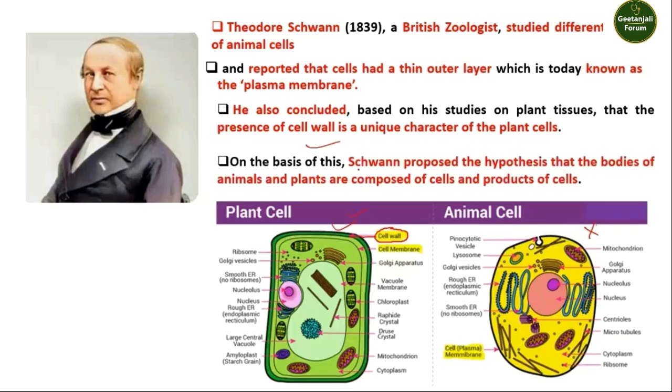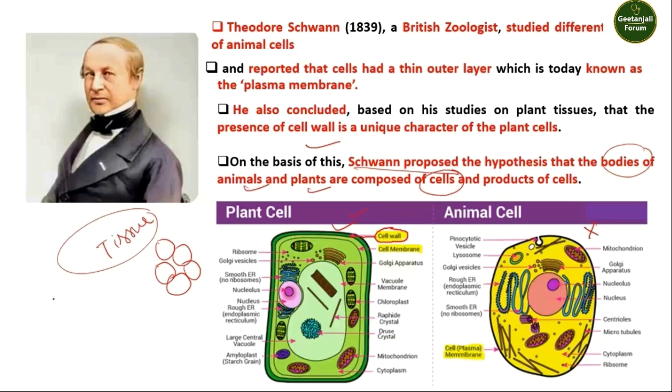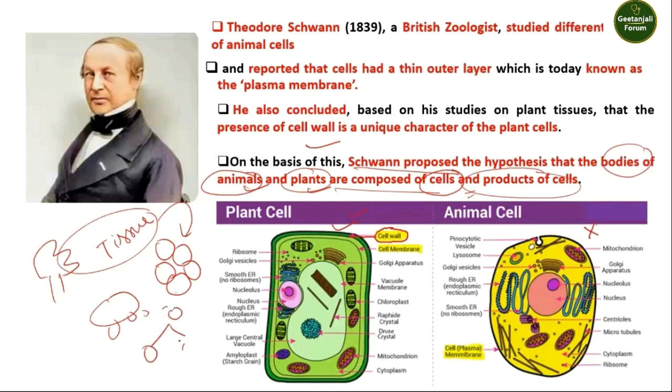On this basis, Schwann proposed a hypothesis that all the animals and plants present on the earth are made up of cells. Different types of cells make different types of tissues, and these tissues make the entire body of the plant and animal. And tissues are made up of cells. It means animals and plants are all composed of cells or products of cells. Product of cells means a single cell divides and forms two new cells. Then each cell divides again and forms more cells. Thus different kinds of cells keep on forming, and the body of the entire organism is made up of these cells.